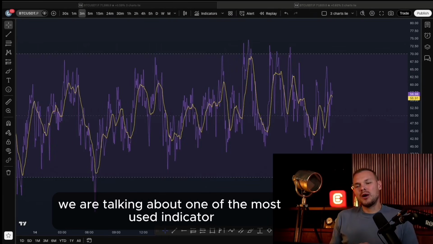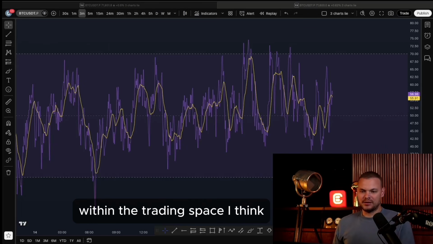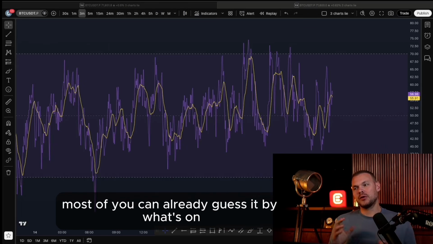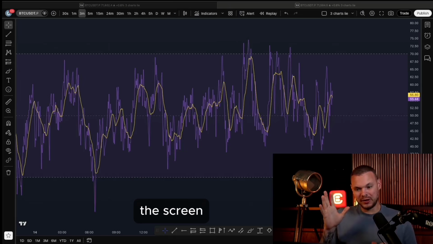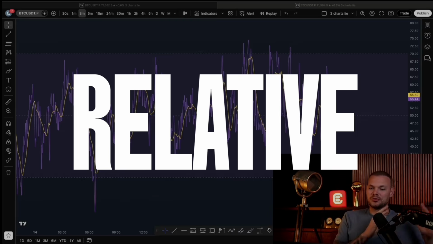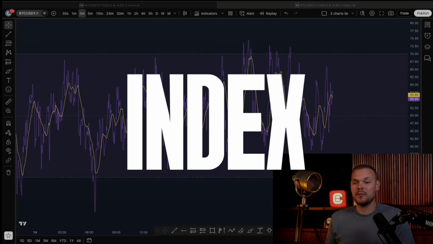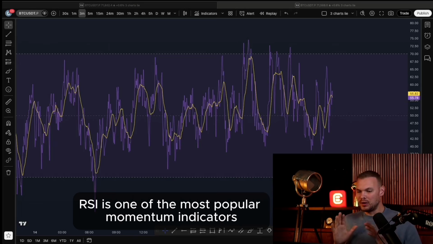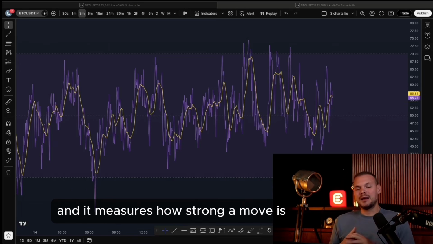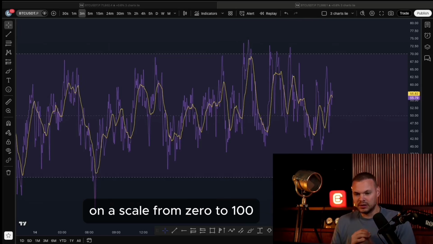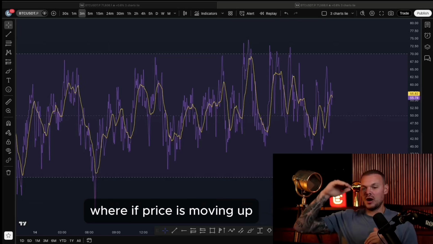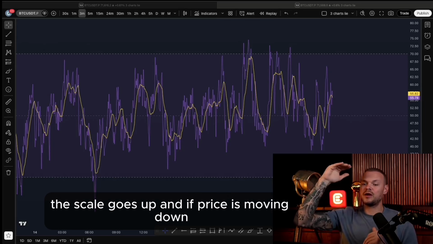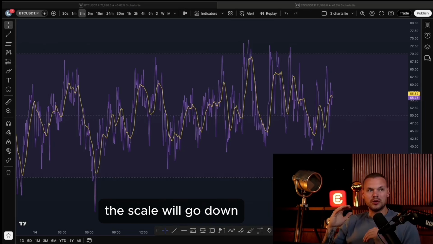Today we are talking about one of the most used indicators within the trading space. I think most of you can already guess it by what's on the screen, but today we're talking about Relative Strength Index, or better known as RSI. RSI is one of the most popular momentum indicators, and it measures how strong a move is on a scale from 0 to 100, where if price is moving up, the scale goes up, and if price is moving down, the scale will go down.